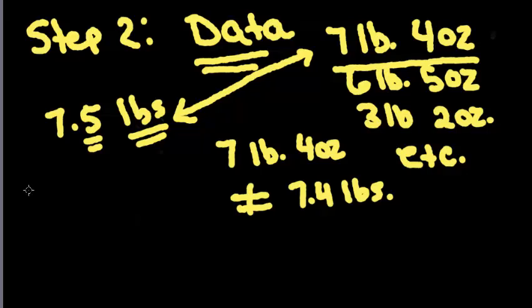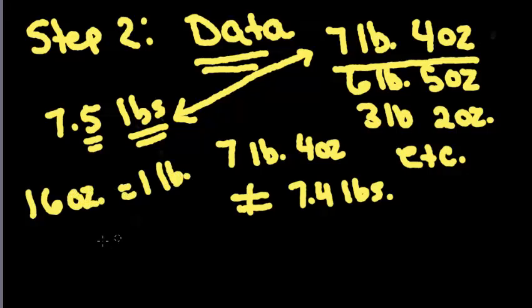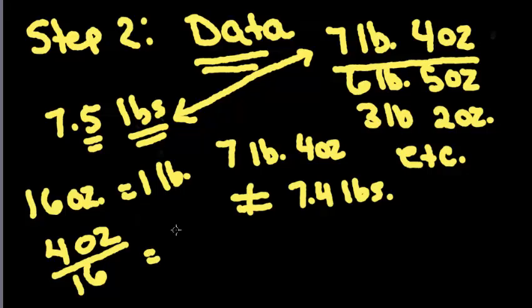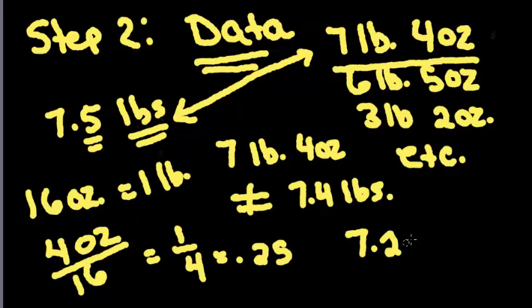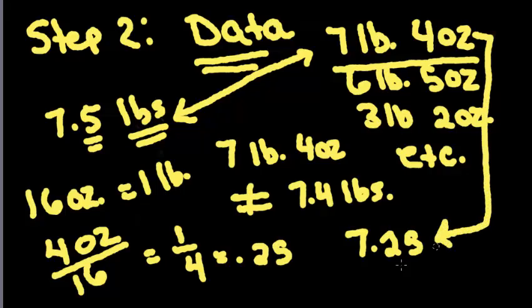Because in order to get from ounces to pounds, there's 16 ounces in 1 pound. So I need to take the number of ounces here, 4 ounces, divide it by 16 in order to get the decimal portion of this. So 4 divided by 16 is 1/4, or 0.25. So 7 pounds 4 ounces would actually be equal to 7.25 when I convert it to decimal form.